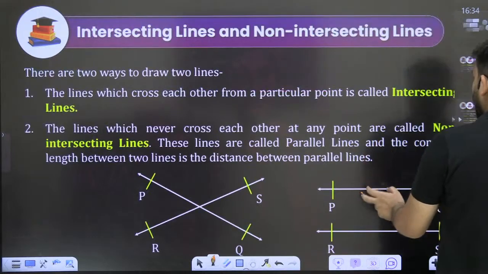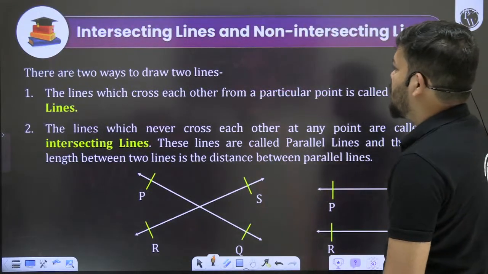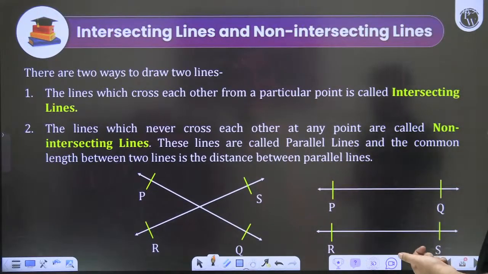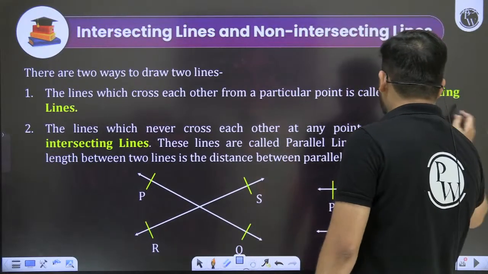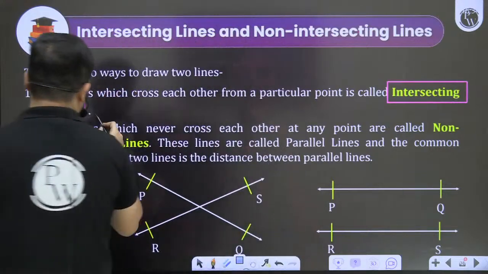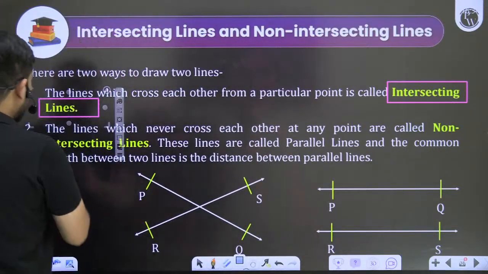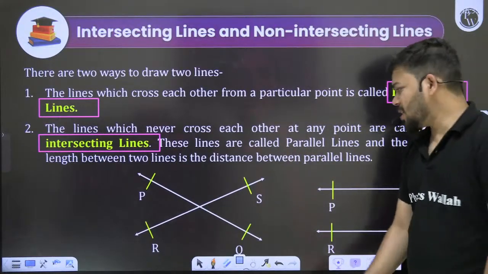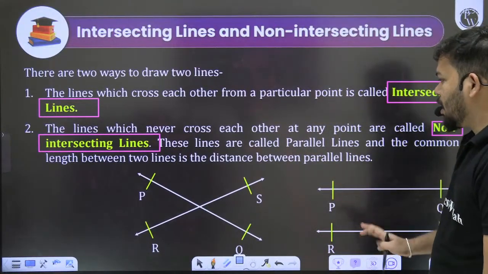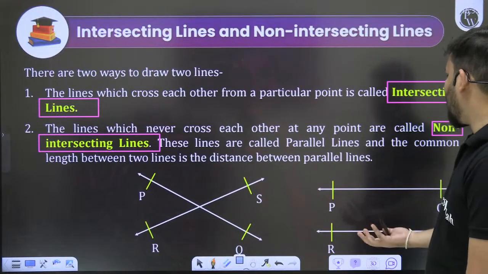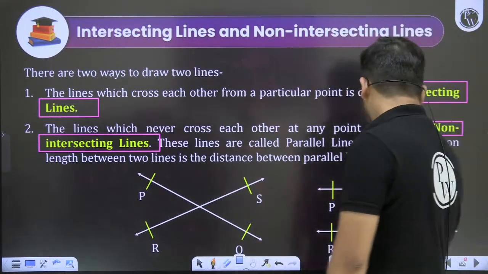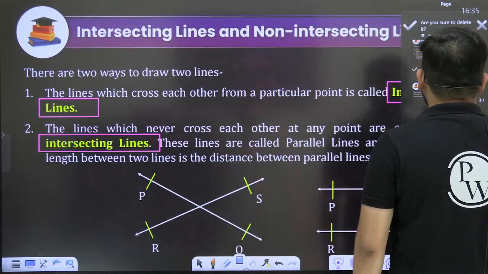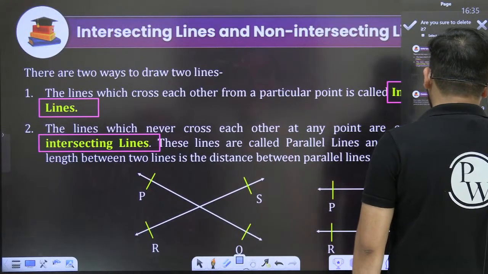There is the next one. Intersecting and non-intersecting lines. The lines which cross each other at a particular point are called intersecting lines. The lines which never cross each other at any point are non-intersecting lines. Parallel lines are never intersecting lines, and the distance between parallel lines is the same. These are intersecting at one point. Right? I hope I covered all the lines.